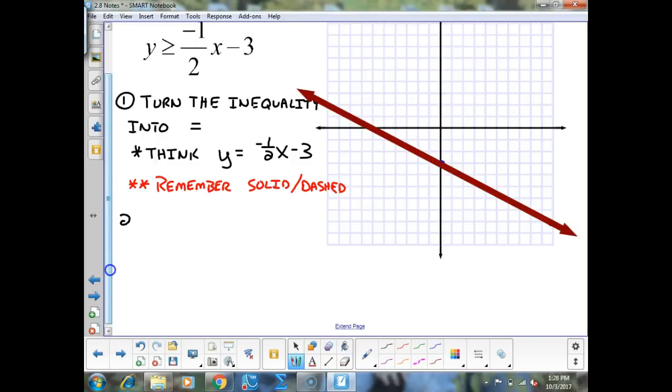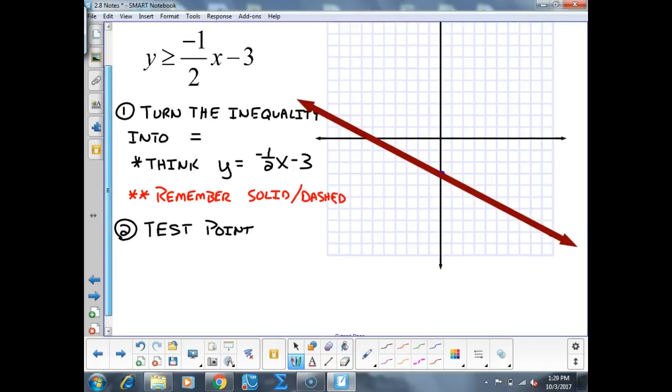I'm going to test a point, which is kind of like testify, but I'm going to test a point. The point that I'm going to choose in this case, what's the easiest point to choose? The origin. Yep, I'm going to choose the origin here. I also put a little T on my test point. Okay? That's just a little thing that I do also. Then I know which side my test point was on.